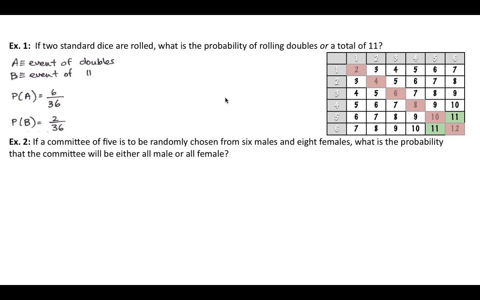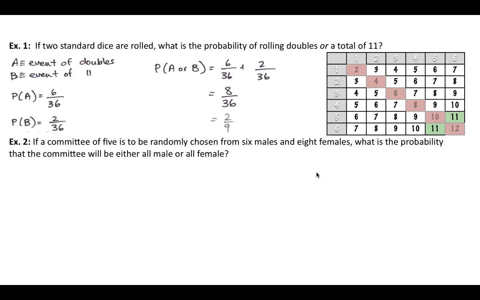And we should note that there's no overlap here. The dusty rose and the mint green, they don't overlap. And so we know that these are mutually exclusive because you can't simultaneously be a double and be a sum of 11. So now we know we can just safely add them up without having to worry about double counting or intersections or anything. And so we say, okay, well, the probability of A or B is 6 in 36 plus 2 in 36. So we get a total of 8 in 36.